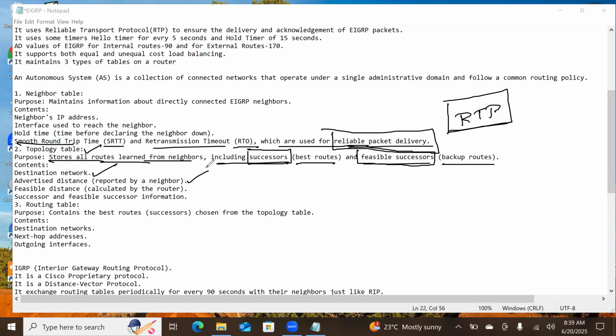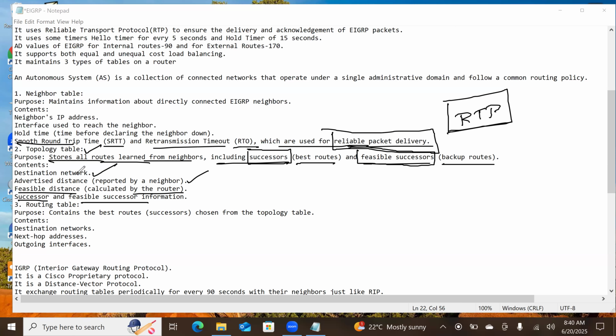This topology table will have contents like the destination network and the advertised distance, whether it is internal or external, within the same AS or coming from a different AS. The feasible distance is calculated by the router itself, and then the successor and feasible successor information. I mean, which is the best path we have and which is the second best path.